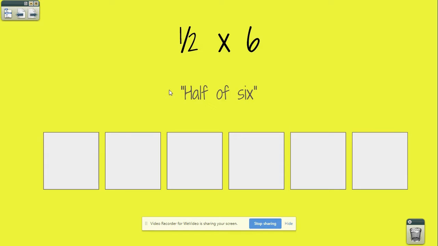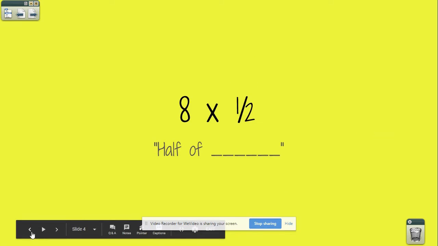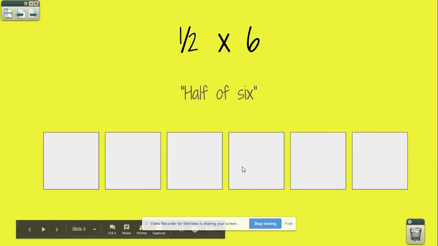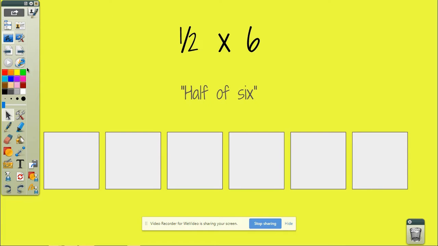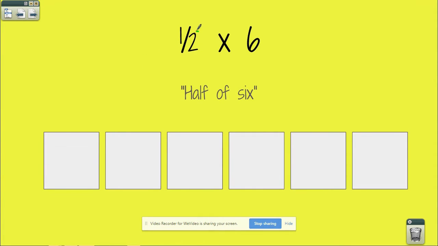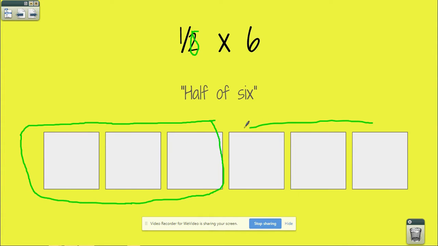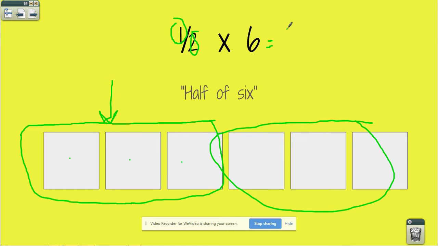Here, I have 6 holes. 1, 2, 3, 4, 5, 6. I'm going to prove to you that half of 6 is 3. This 2 means that I'm going to separate these into 2 groups. 1 group, 2 groups. This 1 means that I need to look at just one of the groups. How many are in one group? 1, 2, 3. Half of 6 is 3.